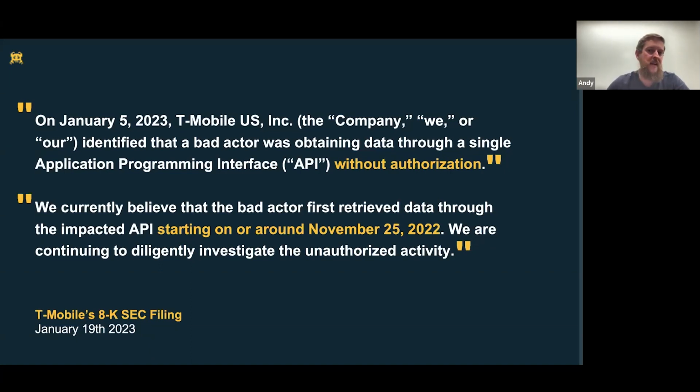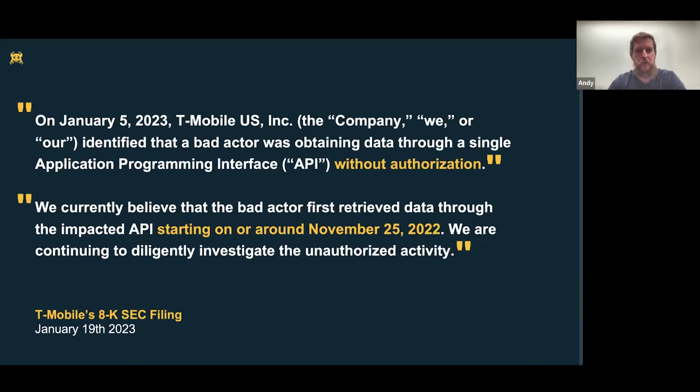So again, what we see here is an API without authorization. We don't know what authorization means in this case. For those of you who don't know, authentication is me telling you who I am, and you validating that I am who I am. Authorization is more, you know who I am, but do I have the rights to access the information or the functionality that I'm trying to access?